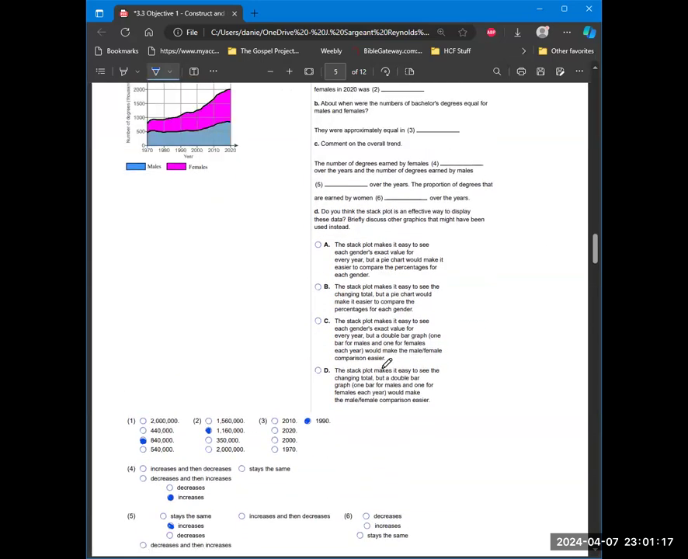And then do you think the stack plot is an effective way to display these data? Briefly discuss other graphics that might have been used instead. The stack plot makes it easy to see the changing total, but a double bar graph, one bar for males and one for females each year, would make the male-female comparison easier. So that'd be D.